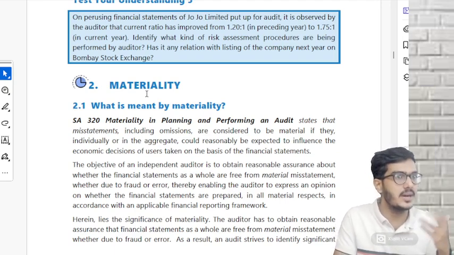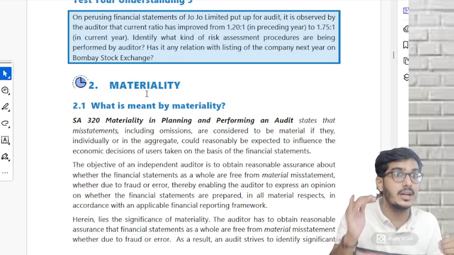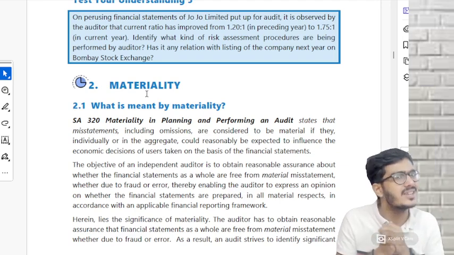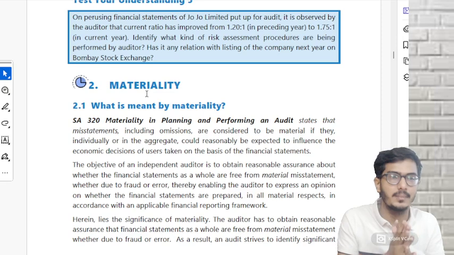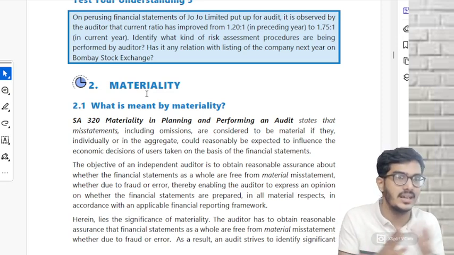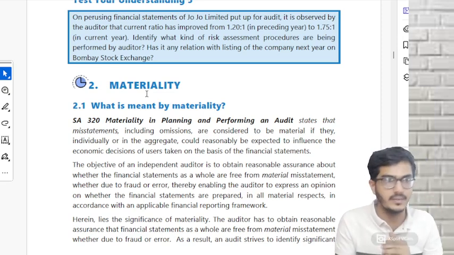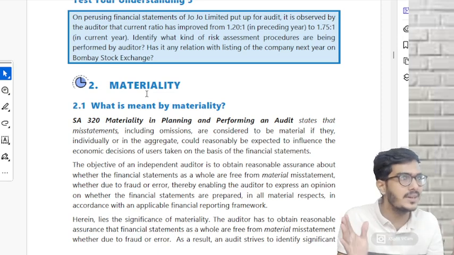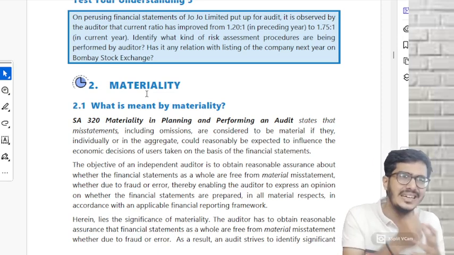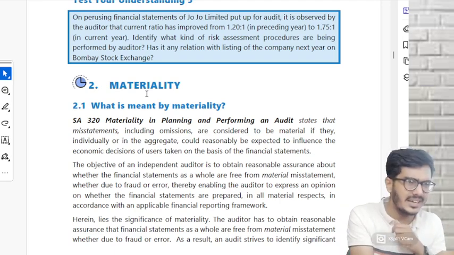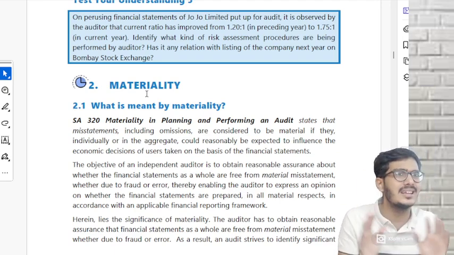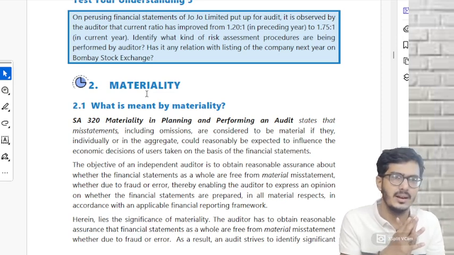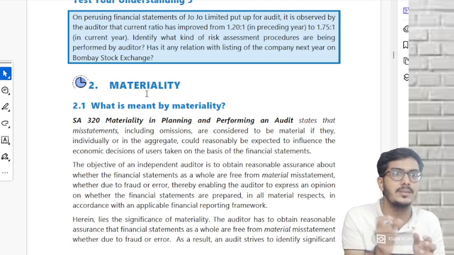I told you, whenever we perform an audit, we have to set up a materiality level. It depends on the size of the company, the nature of the company, complexity, everything. We decide one amount. If I audited a company whose size was around 100 crores, I set up a materiality level. If a misstatement crosses this level, only then I'll consider it material. Below that, I would consider it immaterial. Understood? That level you have set is called the materiality level.